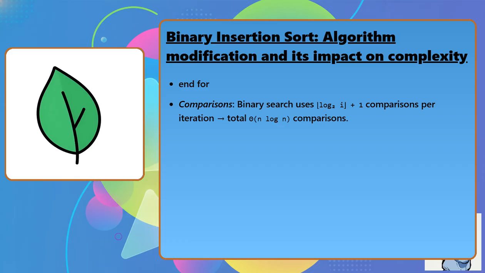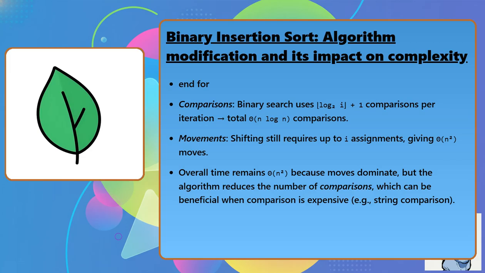End for. Comparisons: binary search uses floor log base 2 of i plus 1 comparisons per iteration, total theta of n log n comparisons. Movements: shifting still requires up to i assignments, giving theta of n squared moves. Overall time remains theta of n squared because moves dominate, but the algorithm reduces the number of comparisons, which can be beneficial when comparison is expensive, for example string comparison.